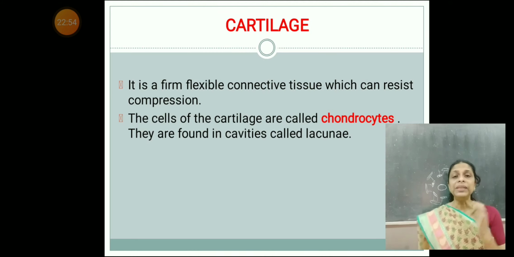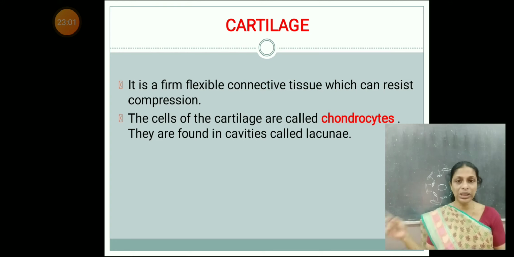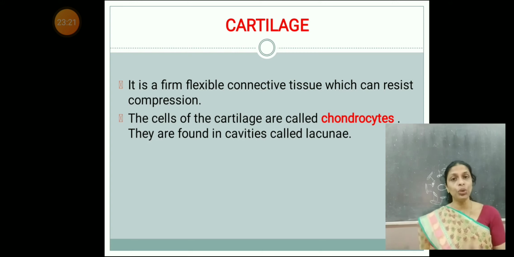The cells of the cartilage are called chondrocytes. Cells of bone are called osteocytes. Cells of adipose tissue are called adipocytes. So from this, one thing I hope you all understood: cytes refers to cells. Cells found in adipose tissue, adipocytes. Cells found in osseous tissue, osteocytes. Osseous tissue is nothing but the bone, right? And the cells found in cartilage are called chondrocytes.